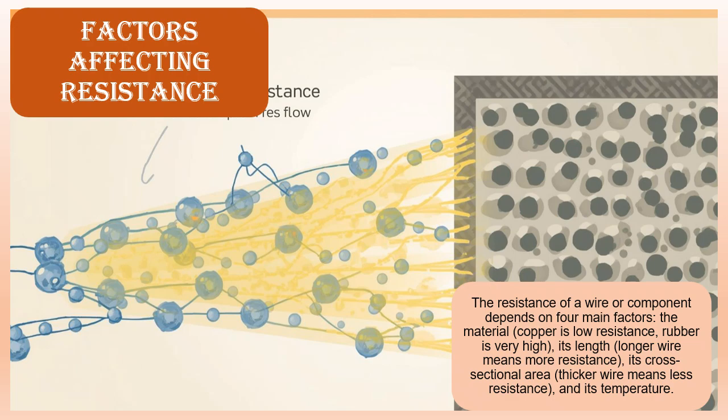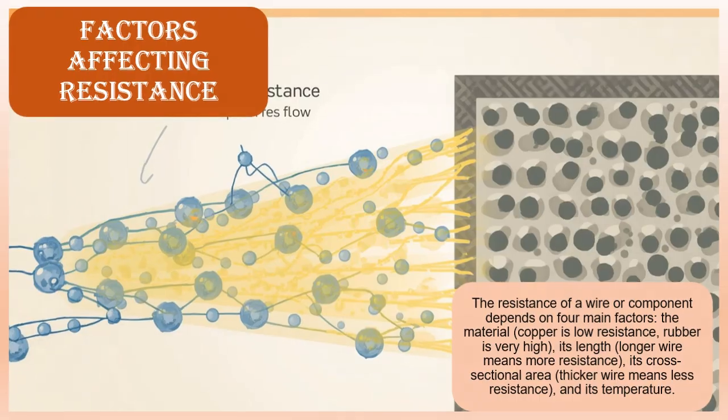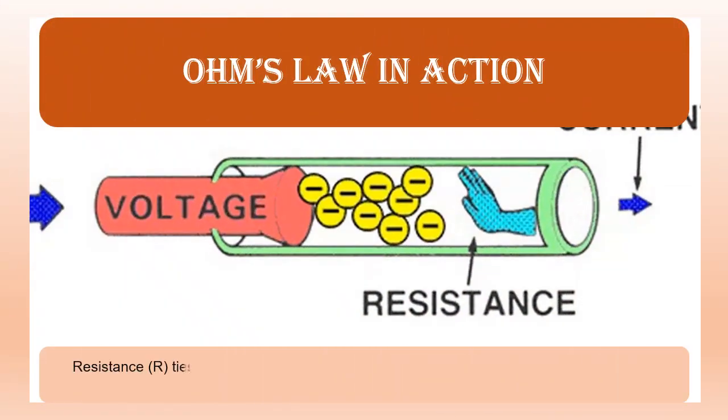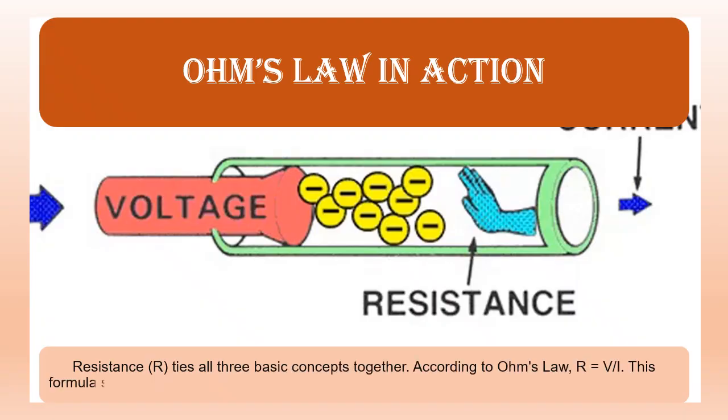Ohm's law in action. Resistance, R, ties all 3 basic concepts together. According to Ohm's law, R is equal to V/I. This formula shows that for a fixed voltage, increasing the resistance will cause the current to decrease.